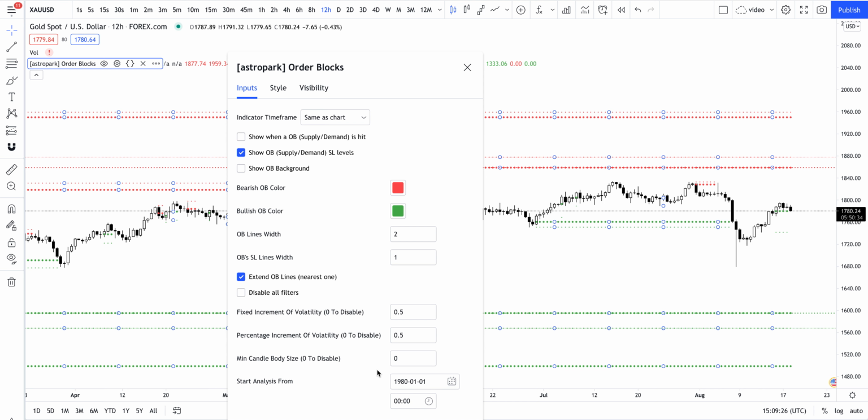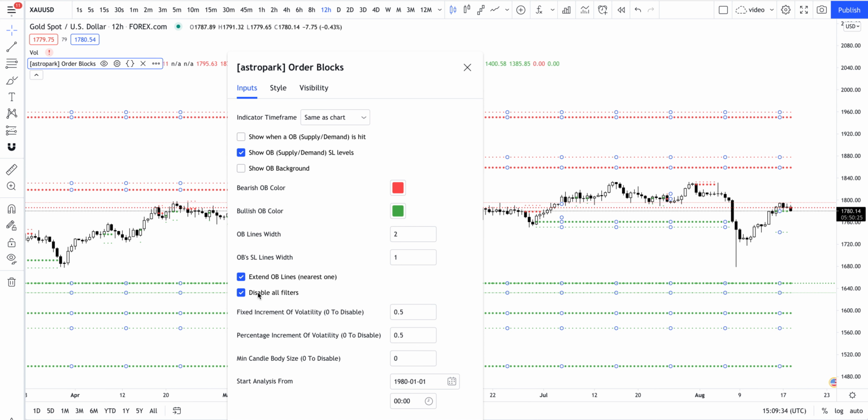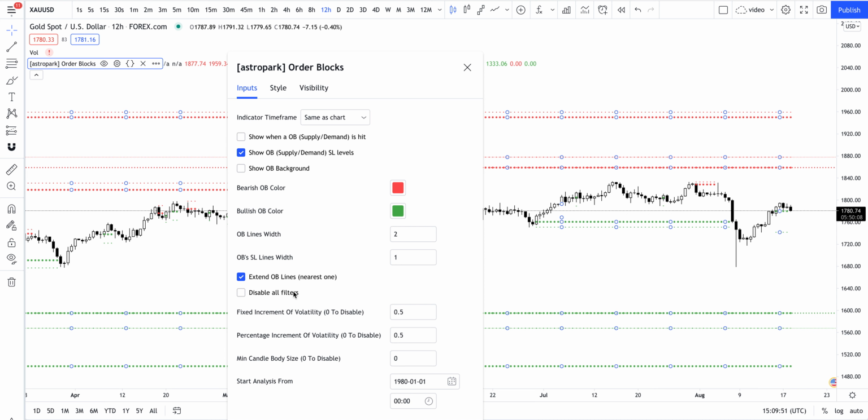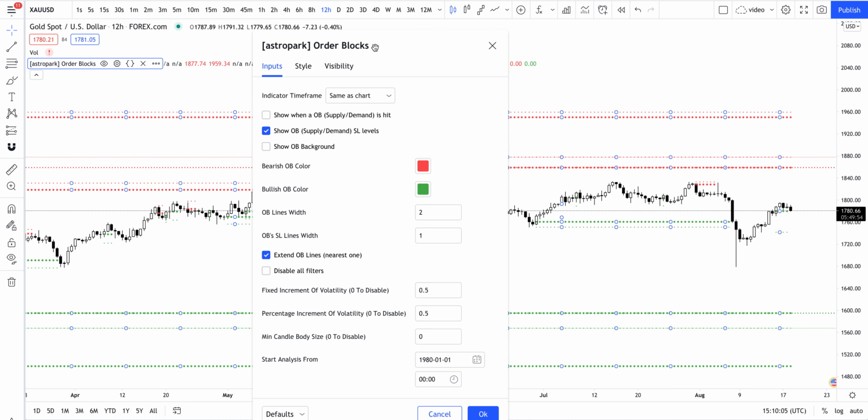Okay, and these are some options to make available fewer or more zones. So in this case, disabling all the filters you see here, this is immediately drawn as a new supply. But if we keep the filters on, this is not seen as an important supply. So you can change these values as you like.